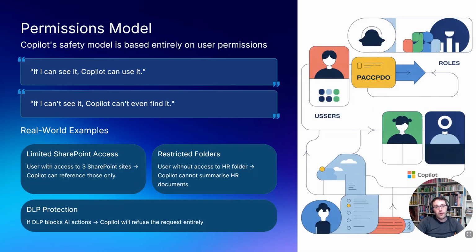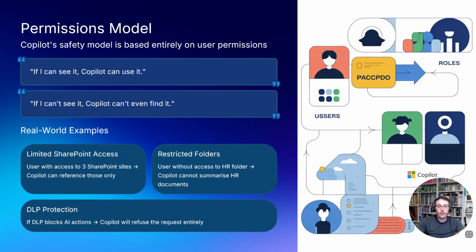So permissions model, I think, is a hot topic. Copilot's safety model is based entirely on user permissions. If I can see it, Copilot can see it. If I can't see it, Copilot can't see it. Again, reiterating these same models, it's what we have access to already. Real world examples of this, limited SharePoint access, so a user with access to 3 SharePoint sites, and then restricted folders like HR, it's not going to see that information. And we can take one step further. If we're not restructuring SharePoint to make sure our data is safe on a permissioning level, we can enhance this with data loss prevention.